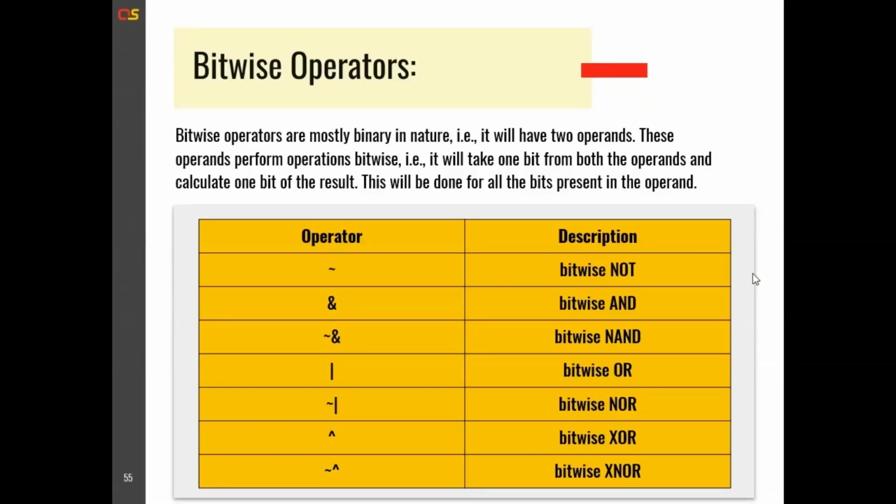Coming to bitwise operators: they are used to manipulate individual bits of an operand. They take each bit in one operand and perform the operation with the corresponding bit in the other operand. If one operand is shorter than the other, it will be extended on the left side with zeros to match the length of the longer operand.